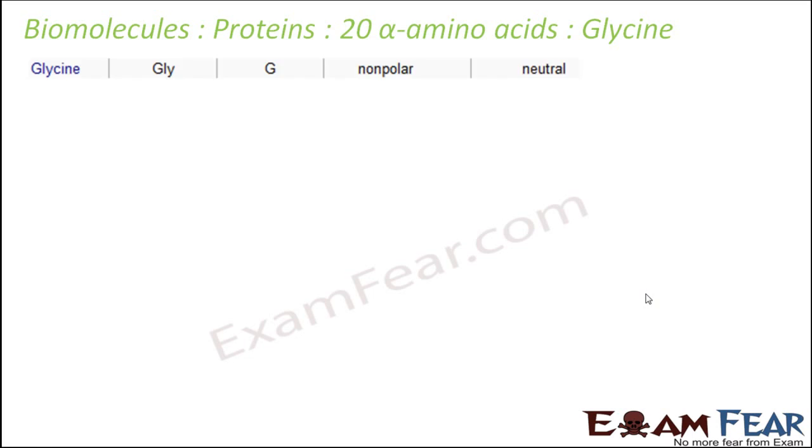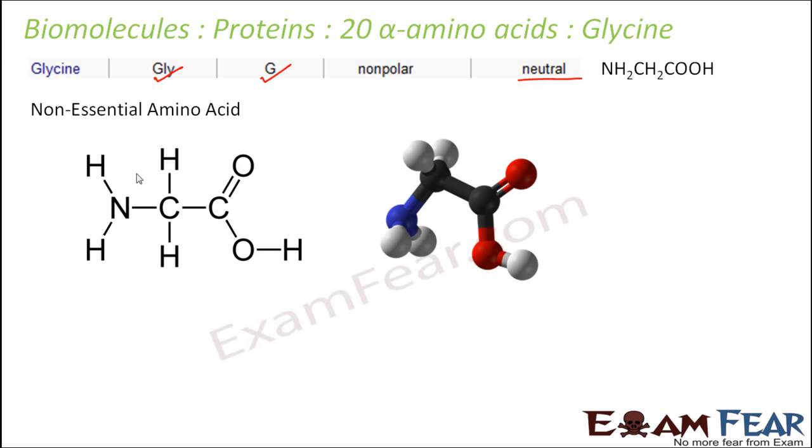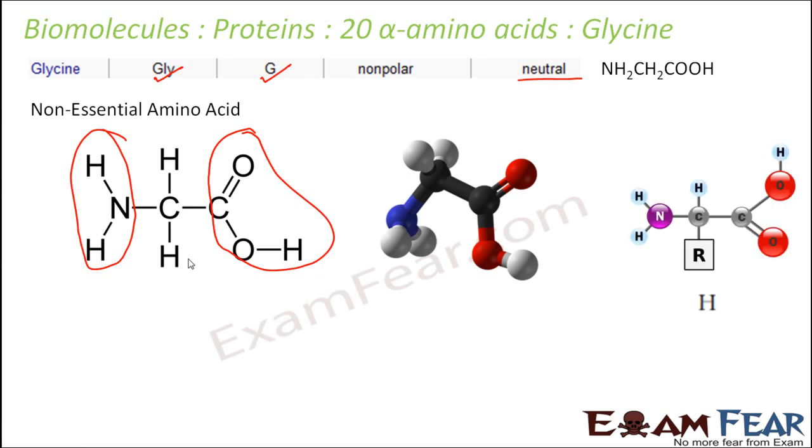Next one is glycine. For glycine, the 3-letter symbol is GLY and the 1-letter symbol is G. It is again non-polar neutral. It is a non-essential amino acid which can be synthesized within the body. This is how the structure looks like with one amino group and one carboxyl group. This is the smallest amino acid. If you see the alkyl group here, the alkyl group is nothing but H. That is the smallest possible alkyl group, so that is why it is the smallest amino acid.